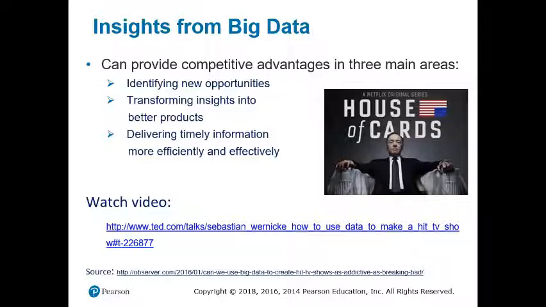Now, there are three major areas in which big data can provide competitive advantages through the application of this information into decision making. One is identifying opportunities for business, right? Maybe there are some needs or desires that consumers have and there are no companies or brands fulfilling them, and maybe you could go into that segment of consumers and profit from it. Another is improvements in products, or insight that can help create better products, like the House of Cards example. And the third is simply delivering timely information more efficiently and effectively, right?